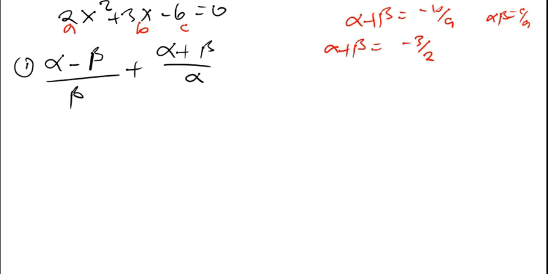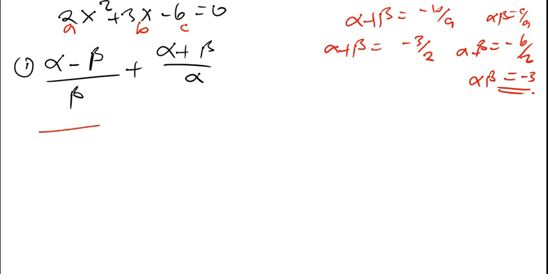Now I want to find alpha times beta. Alpha times beta is c, negative 6, divided by a, which is 2, so I'll end up having negative 3. In any case, I can't solve this the way it is. I should be able to find either alpha plus beta or alpha times beta, then I plug in the values. You understand?